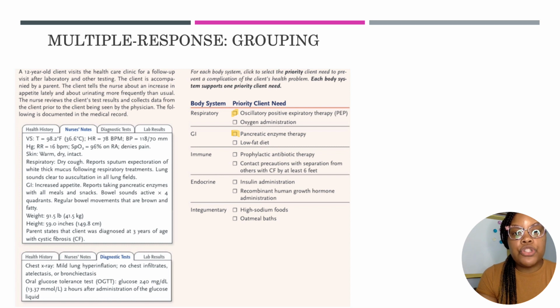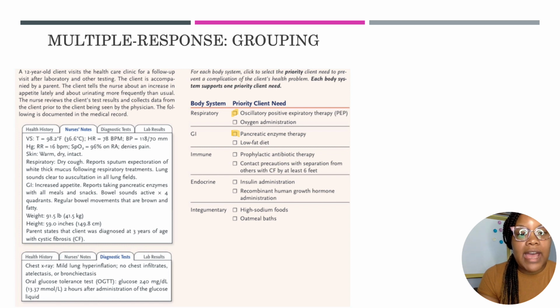All right, so would you start the patient on antibiotics just prophylactically? Or would you put the patient on contact precautions with separation from other CF, cystic fibrosis, patients by at least 6 feet? All right, so we're reading through the nurse's note.